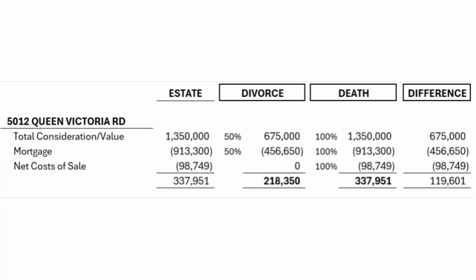Did you make any determinations or any assumptions regarding the home? Yes, I did. So on lines 6 through 8, you can see the amounts related to the house, and the house was sold, and so in the death scenario we have 337,951 at line 9, and in the divorce scenario we have the 218,350, and that relates to it being 50%, because in a divorce scenario Ms. Sementilli would receive half, whereas in the death scenario she receives 100%.